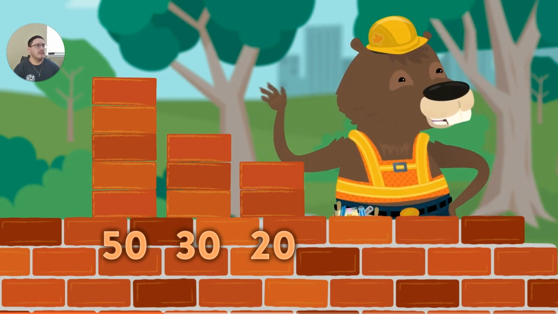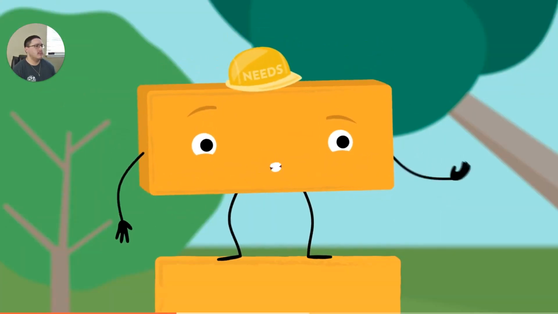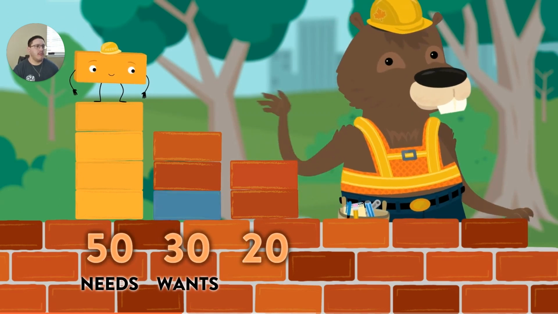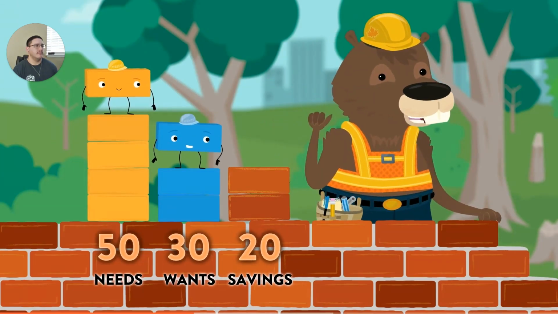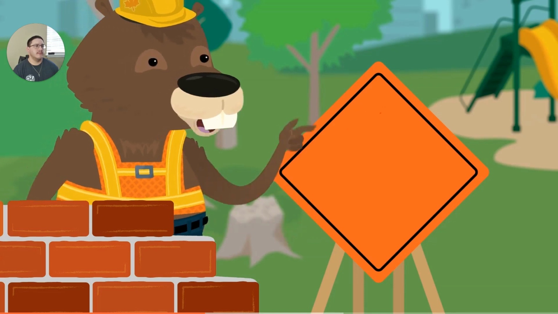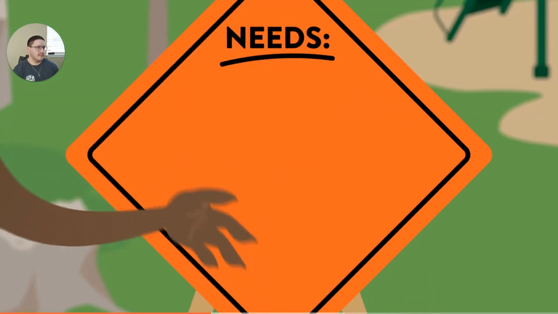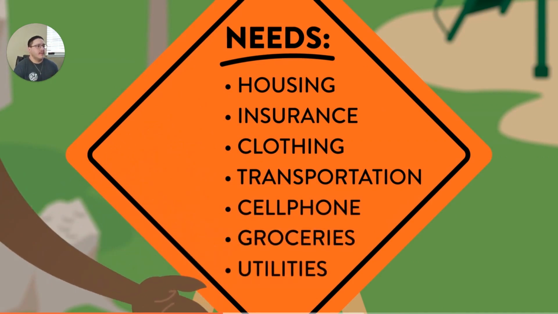Take your total net income and create a budget to spend 50% on needs, I'm essential. 30% on wants, you know I'm the coolest one. And put 20% into savings. I've got your back. You get it? Start with your needs. Factor in all the essentials like housing, insurance, clothing, transportation, cell phone, groceries, and utilities.